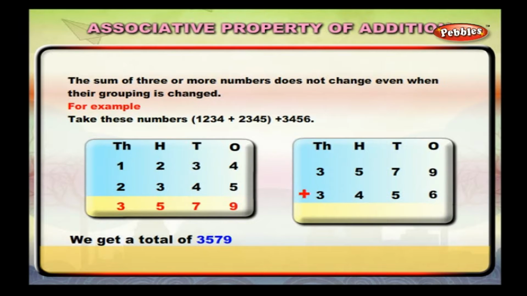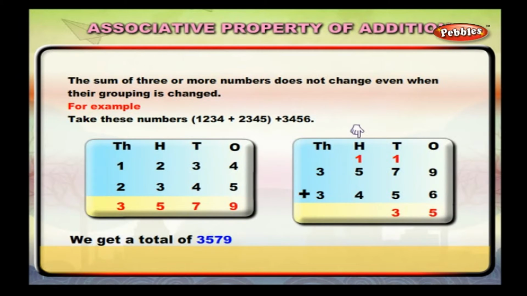3579 plus 3456. Add ones column. 9 plus 6 is equal to 15. Write 5 below the ones column and carry over 1 to the tens column. Add tens column. 7 plus 5 plus 1, which is equal to 13. Write 3 below the tens column and carry over 1 to the hundreds column.